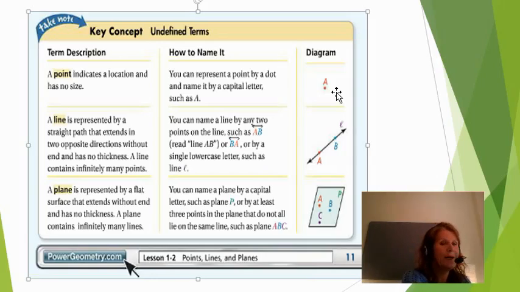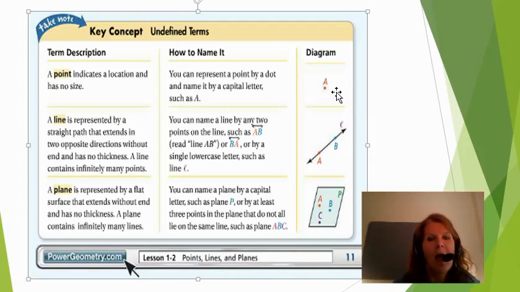All right, so for example, I'm going to show you this. Okay, little thing here. So this is a line. It extends on and on and on, and it has no end. It also has no thickness, but in order for me to make it a good demonstration for us here on the screen, I had to make it thick. But again, lines have no thickness. They just extend on in both directions forever and ever.